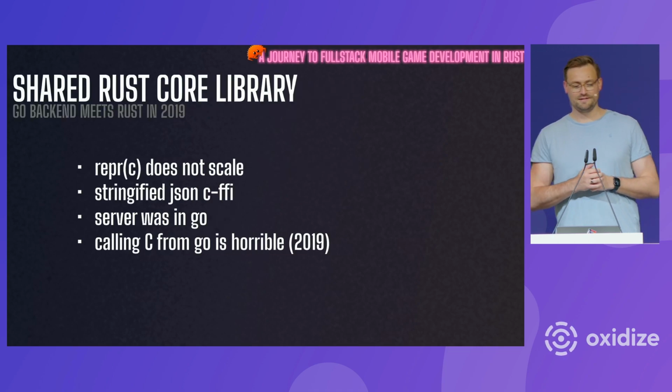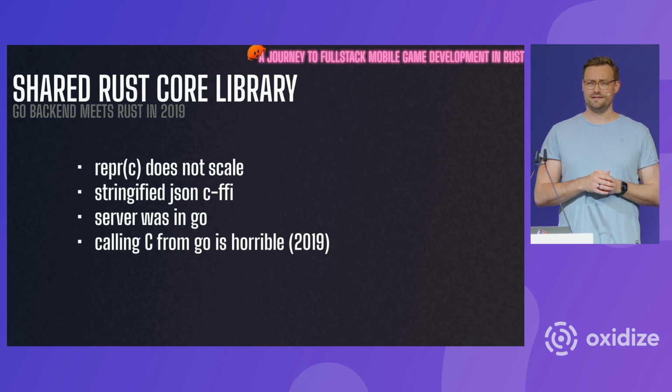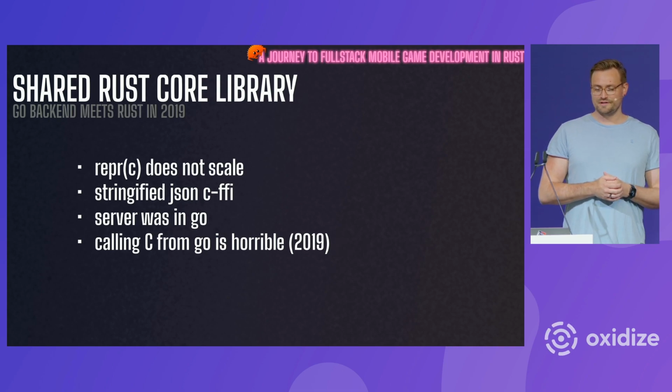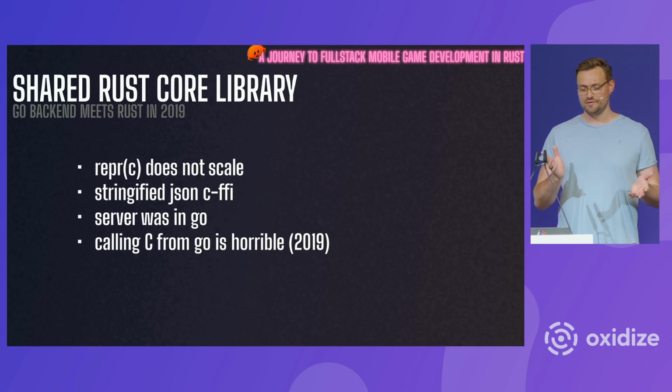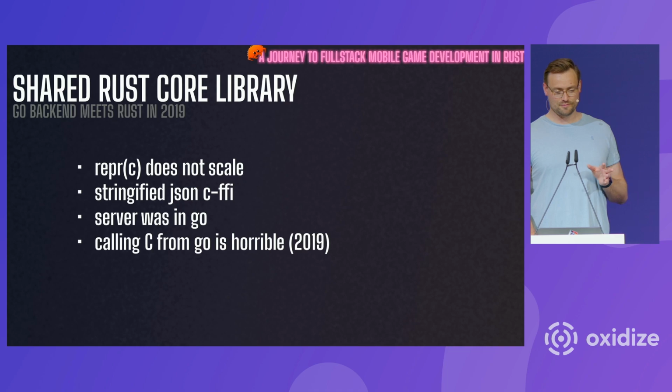So we started in 2019 with a Go backend, and we wanted to use some heavy AI calculations. Back in the days, it was usually something I would have used C for, but I was new to Rust. I was drinking the Kool-Aid, so I wanted to use Rust. So we started with using repr(C) on all the data types. That didn't really scale well. So we ended up using stringified JSON CFFIs to talk between Go and the Rust library that we were building. Calling C from Go back then was horrible. It was slow. There was all kinds of things you had to keep in mind with the garbage collector, with goroutines. So anyway, this was what we wanted to go with.